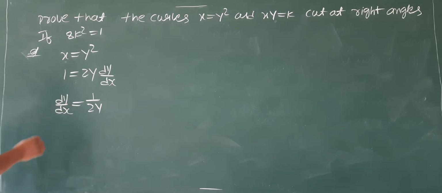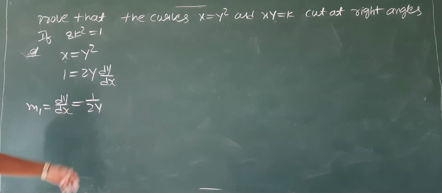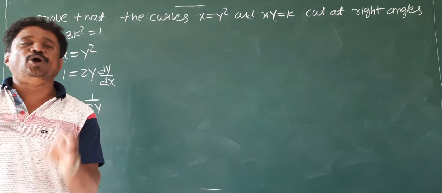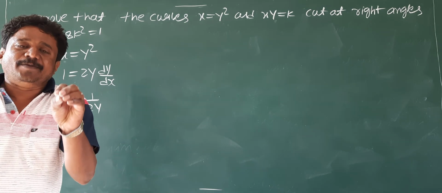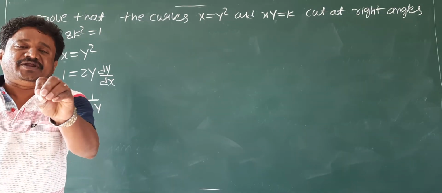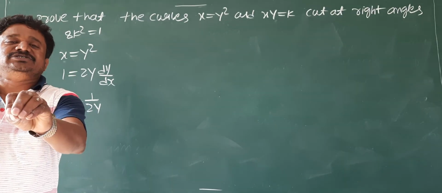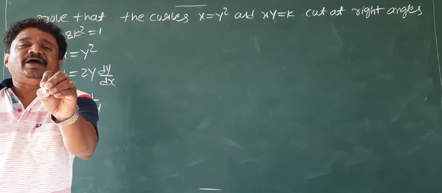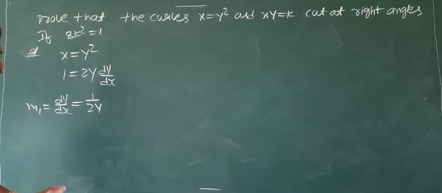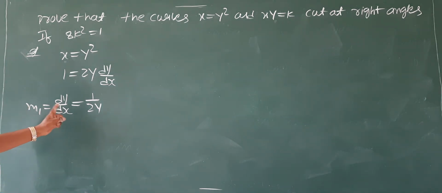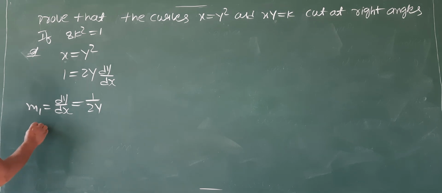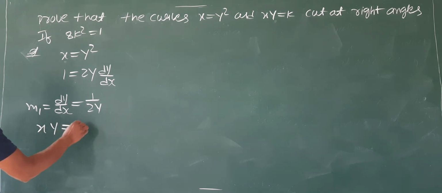You take this slope as m1, because dy by dx means slope. Whenever slope is required, just differentiate the given function and obtain dy by dx. I got m1. Next you differentiate the second curve, xy is equal to k.